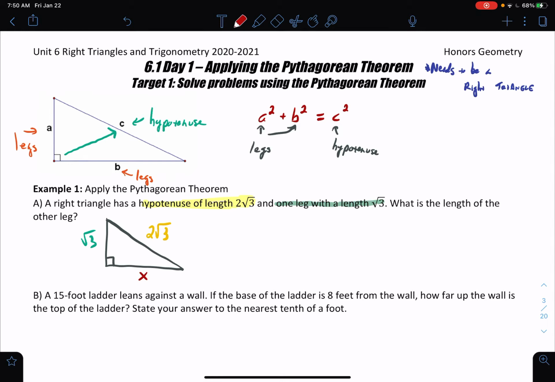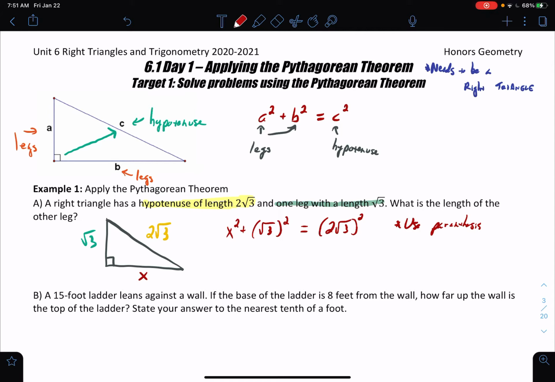Okay? Now, when I'm dealing with radicals in the Pythagorean theorem, I want to use parentheses. Because when I set this up, I'm going to do x squared plus the square root of 3 squared equals my hypotenuse squared, which is 2 square roots of 3 squared. Use parentheses. All right, now let's simplify these.